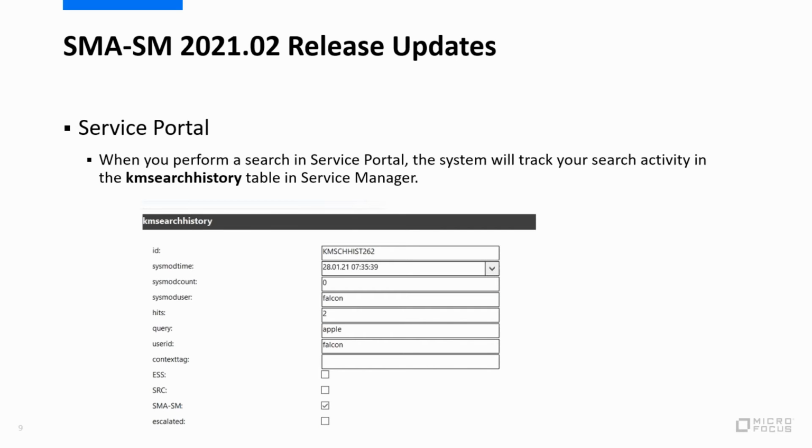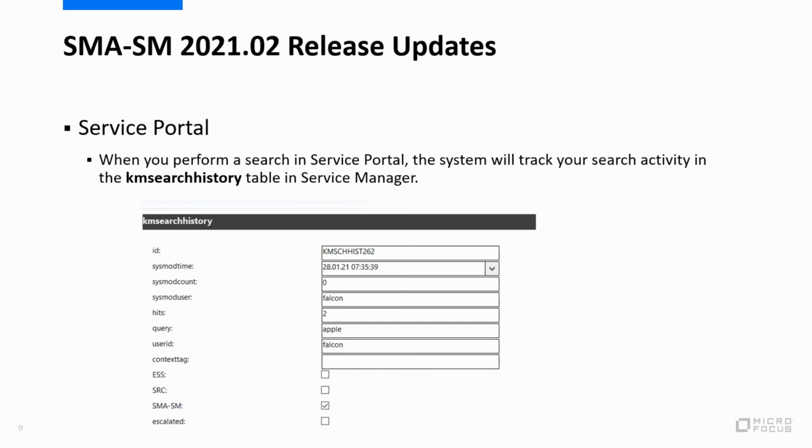First one is about the KM search history support. Previously, in the SM service portal like ESS or SRC, we have the capability to track the search activities in the table named KM search history. By leveraging this search history, customers can do some statistical analysis, which will help them with future tracking and also optimize their knowledge base accordingly.